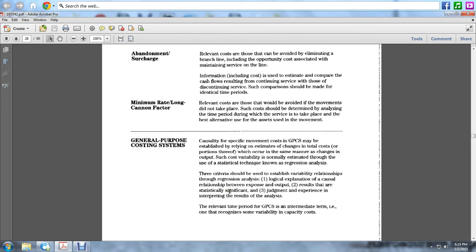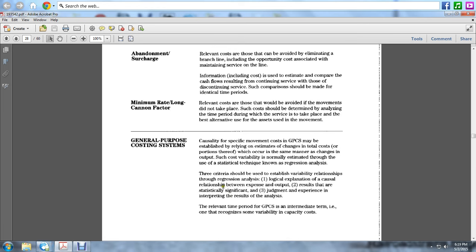The general purpose costing system. Causality: specific costs of the general purpose costing system may be established by relying on changes in the total cost, or portions thereof, which occur in the same manner as changes in output, such as variability of the normal, estimated through the use of the statistical technique known as regression analysis.